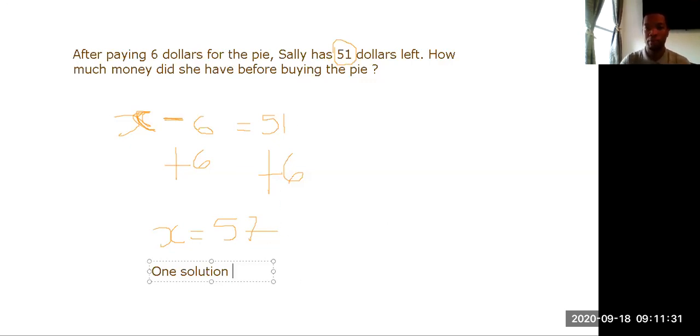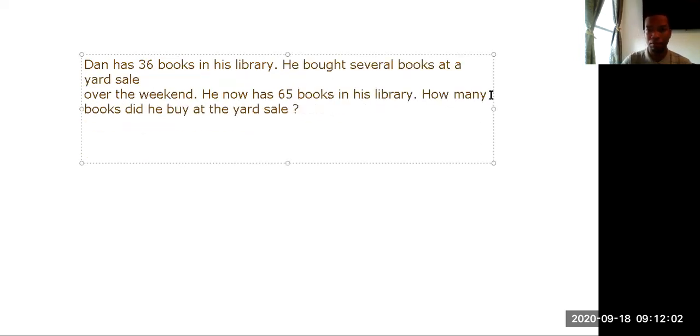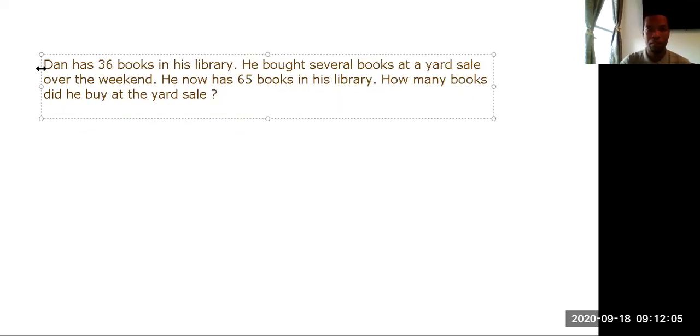So the next question we're going to look at is this one. It says Dan has 36 books in his library. He bought several books at a yard sale over the weekend. He now has 65 books in his library. How many books did he buy at the yard sale? We could already look at this and know how many books he bought. This is not hard, but the goal is to try and turn this into an equation.